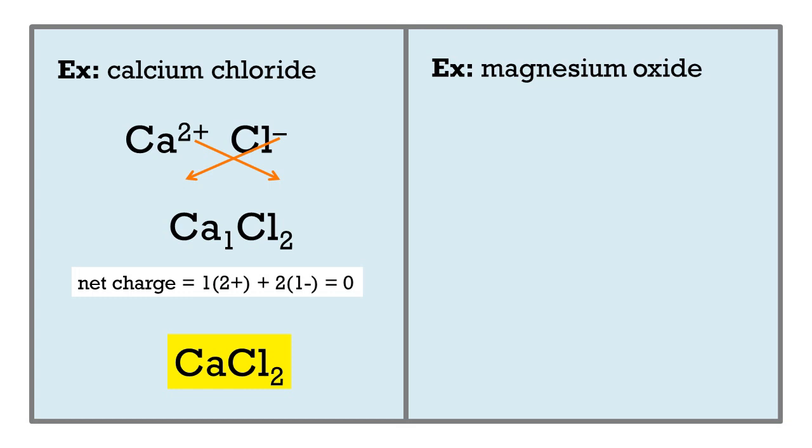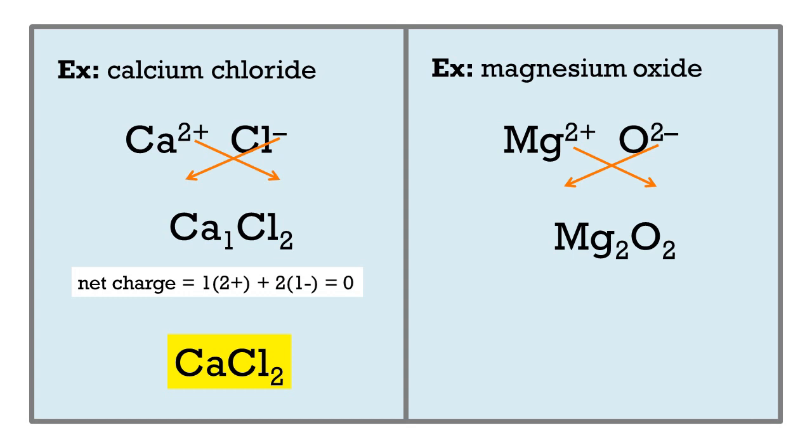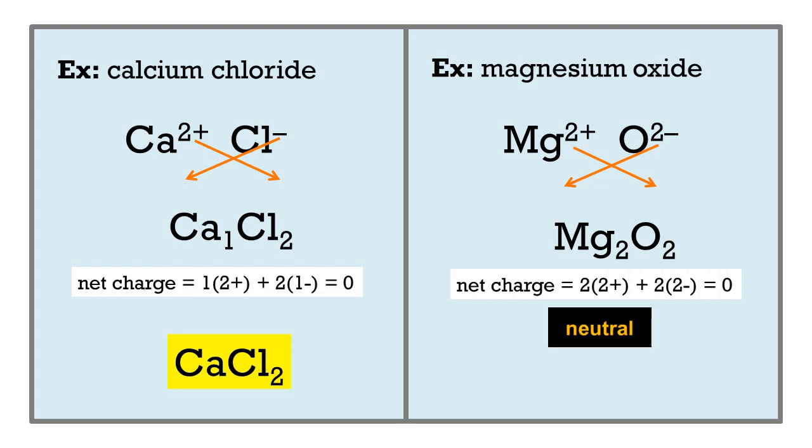The formula of magnesium is Mg2+, while the formula of oxide is O2-. By using the crisscross method, the formula will become Mg2O2. As expected, the net charge of this formula is also zero because it is neutral.